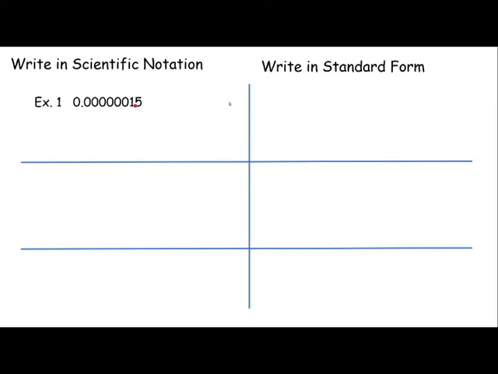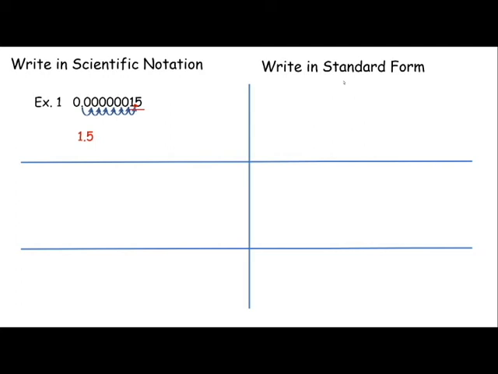I need my decimal to be between the 1 and the 5, because 1.5 is between 1 and 10. So I count over how many decimal moves that is. 1, 2, 3, 4, 5, 6. That is 7 movements of my decimal point.